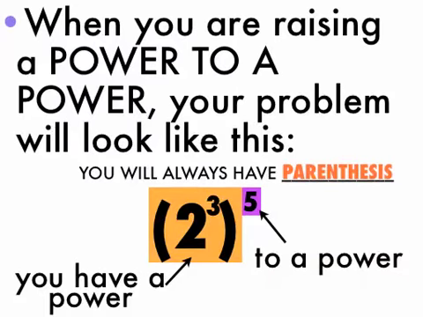So I would multiply 3 times 5. My base is going to stay the same, so I would have 2 to the 15th power.